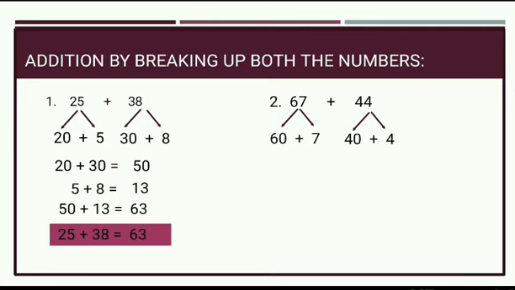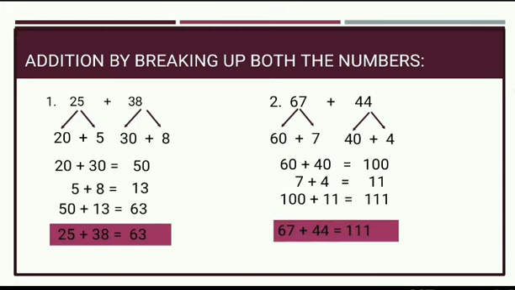We are first going to add the tens, then we are going to add the ones, then we are going to add both the numbers, both the answers, and then finally we are going to get the answer. Okay, so here I got the answer as 111. So what is our answer? 67 plus 44 is equal to 111.